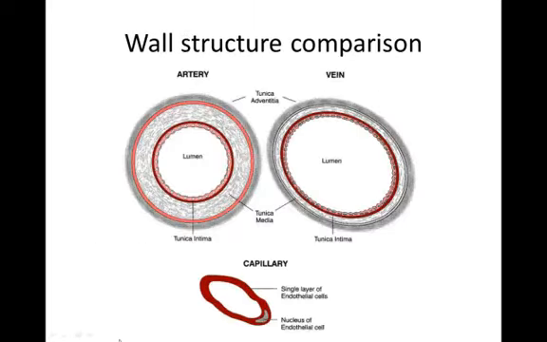So here's a picture of the wall structure. This innermost layer here is the tunica intima, and it's just simple squamous cells. So this is the endothelium, and here's the endothelium, how it's drawn here, and we're comparing a vein and an artery, and here is a capillary.